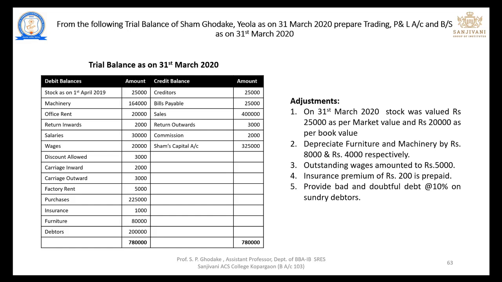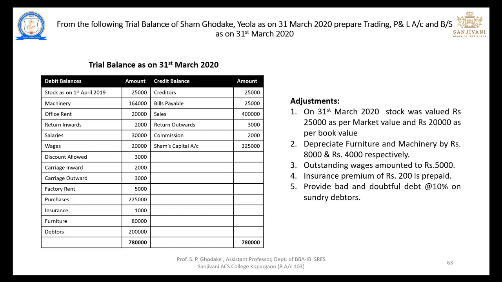So today we are going to see a practical numerical, or example, of preparation of the final accounts of a sole proprietor. In this slide, the numerical is given: from the following trial balance of Sham Ghodke Evla as on 31st March 2020, prepare the trading, profit and loss account and a balance sheet as on 31st March 2020. The debit balances and credit balances are given. On the debit side we have a total of 7,80,000 and on the credit side also 7,80,000.